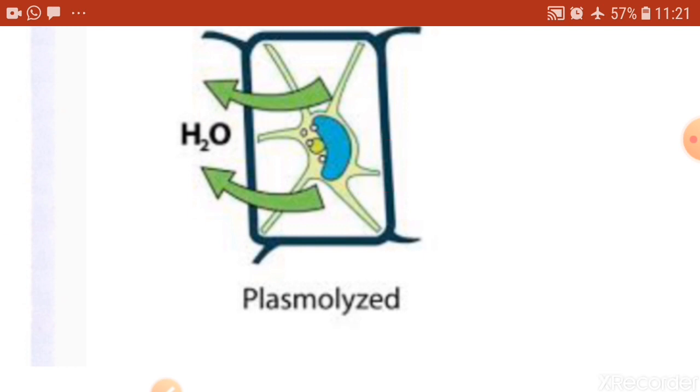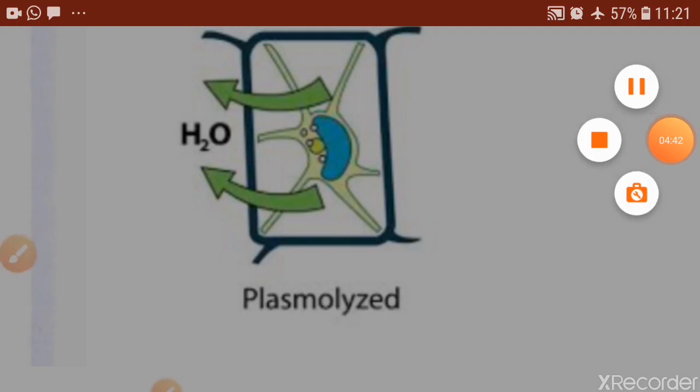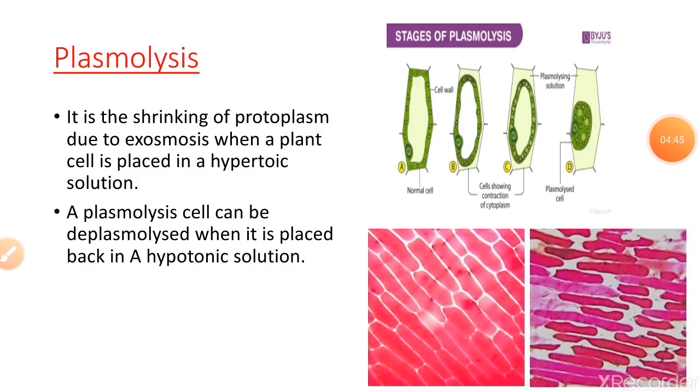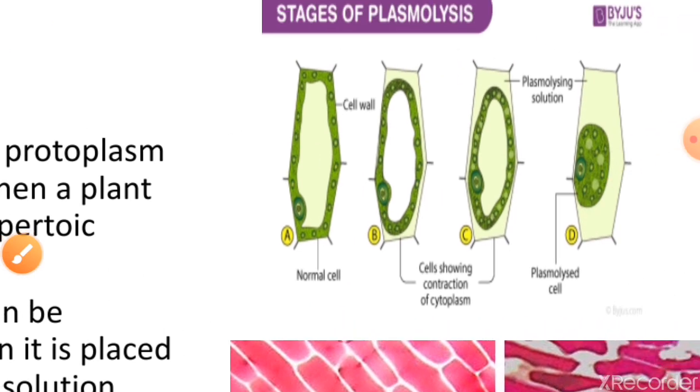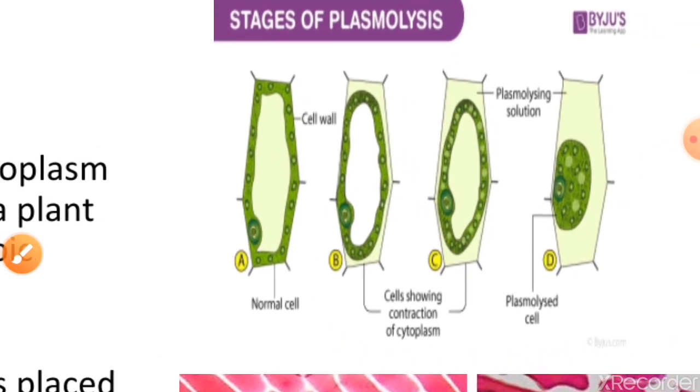The cell gets plasmolyzed, and this phenomenon is called plasmolysis. So plasmolysis can be defined as the shrinking of protoplasm. Look at this definition: it is the shrinking of protoplasm due to exosmosis when the plant cell is placed in a hypertonic condition. Just look at this picture. This shows the different stages of plasmolysis.